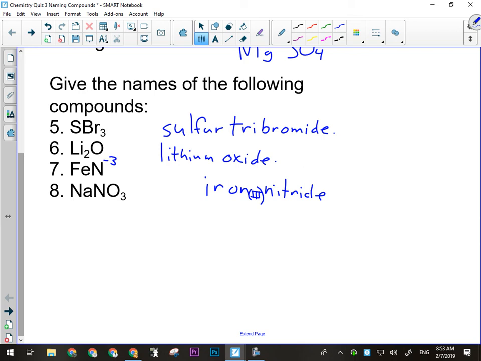And finally, we've got sodium, which is a metal, and a polyatomic ion, so definitely an ionic compound. All right, so we write sodium nitrate for that one.